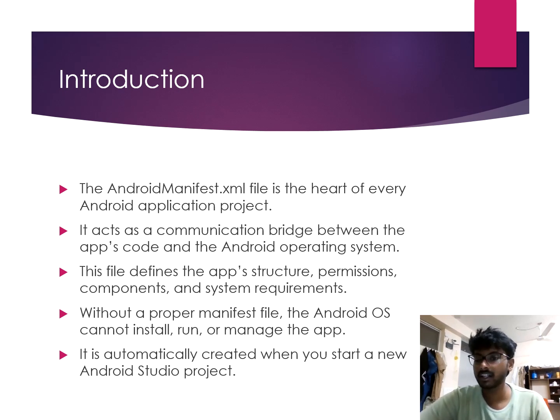It is automatically created when you start a new Android Studio project. So every Android app has a special file called AndroidManifest.xml. So it's like a heart of the project. It connects the app code with the Android operating system. The manifest tells the system everything it needs to know about the app, like what components it has, what permissions it needs, and what version of Android it supports. Without this file, the app simply cannot be installed or run. The good part is that Android Studio automatically creates it when it starts a new project.